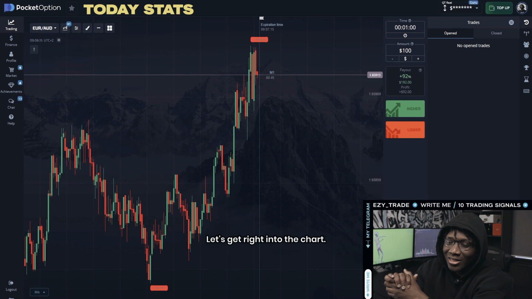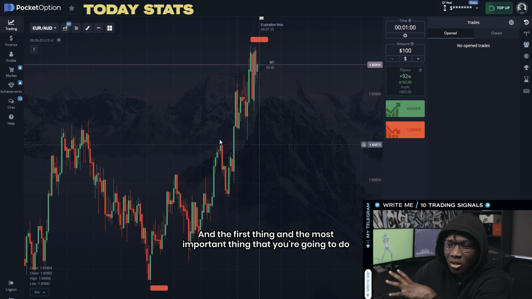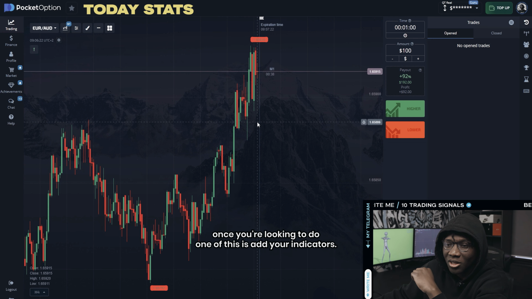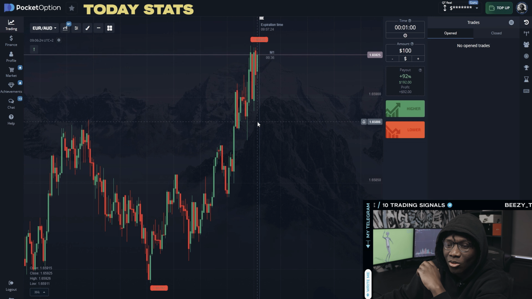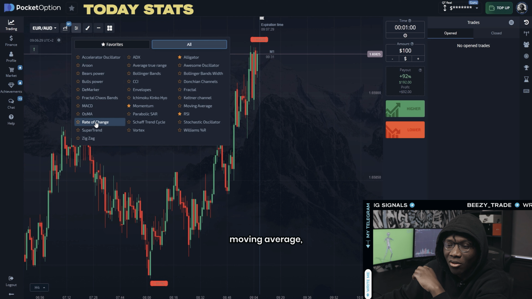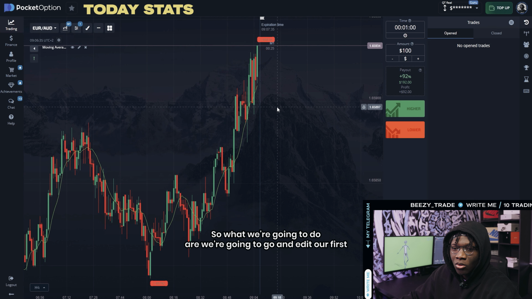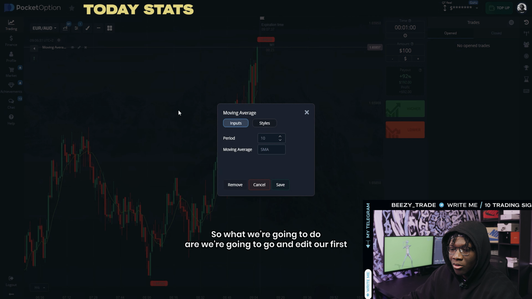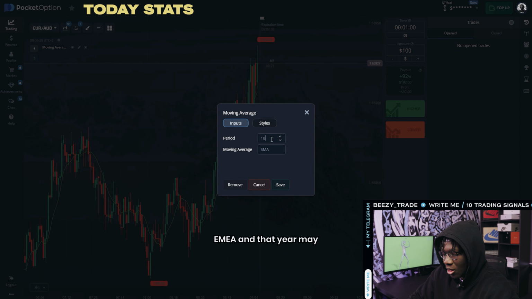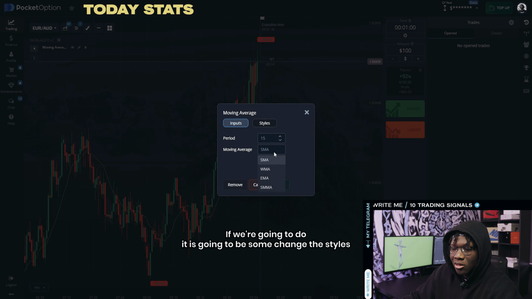Yo gang, let's get right into the chart. The first and most important thing you're going to do is add your indicator. When you click on indicator, you're looking for moving average. So we're going to edit our first average, and it will be 15. SMA, I mean. Make sure you're choosing the SMA. Everything we're going to do today is going to be in SMA.